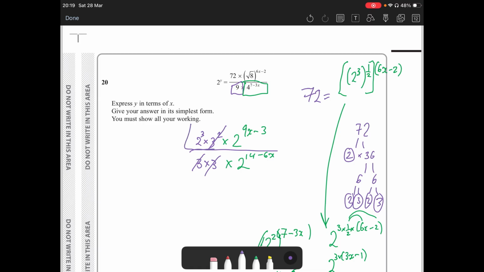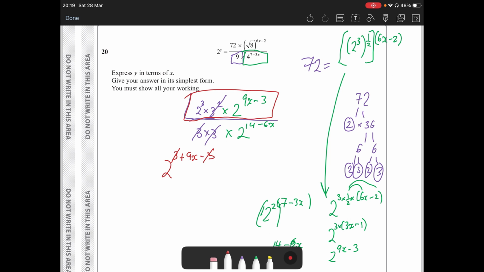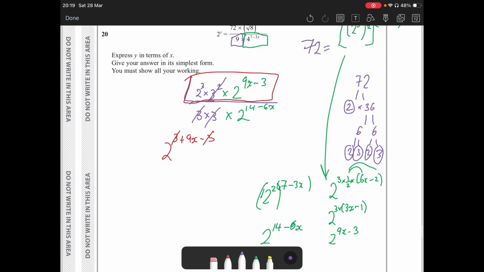We'll deal with the numerator first. I'll do this in red. But look, when you're multiplying powers of 2, you add them, don't you? So the numerator will be 3 plus 9x minus 3, which very conveniently, the 3 and minus 3 cancel out nicely, hence leaving you only with the 9x.